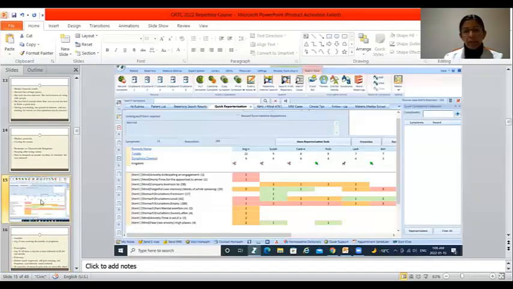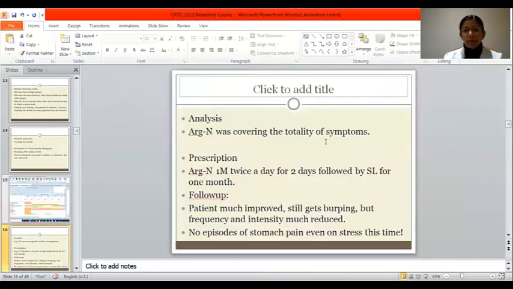So as you can see in the chart, Argentum nitricum is coming in, has got the highest number of symptoms. Argentum nitricum was covering the totality of symptoms, and my prescription was Argentum nitricum 1 mg twice a day for 2 days, followed by SL for a month.